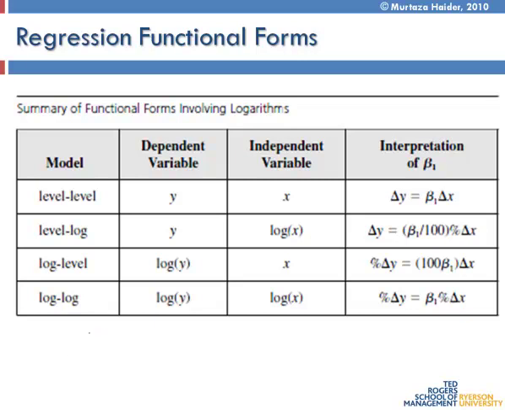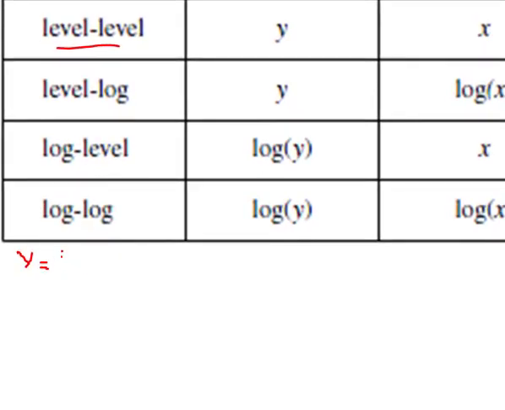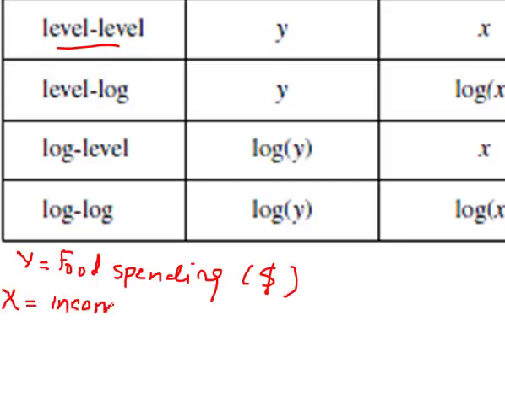When it comes to the functional form of regression models, we have a few choices. The first one is called the level choice, and level means that if you have a dependent variable, let's say y, which stands for household spending on food, so let's call it food spending, and we have an explanatory variable x, and the food spending is in dollars, and x is household income, which is also in dollars.